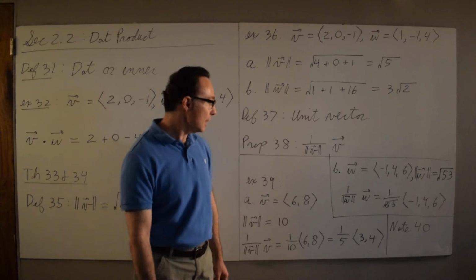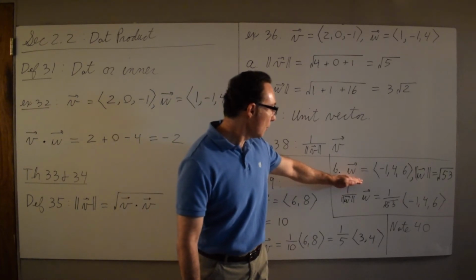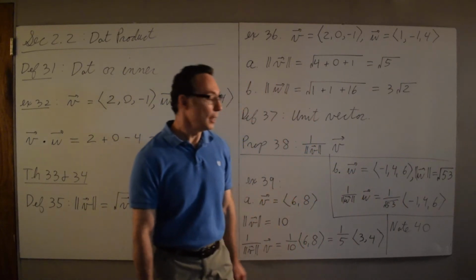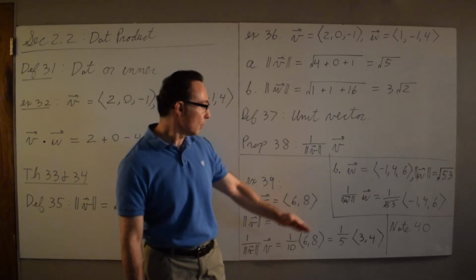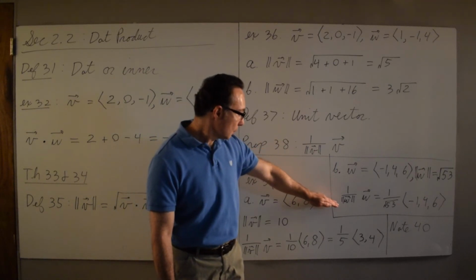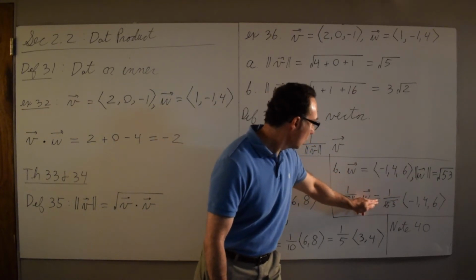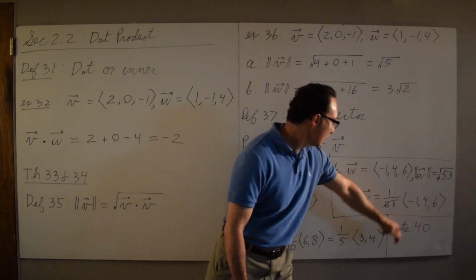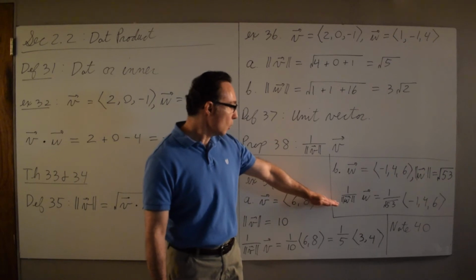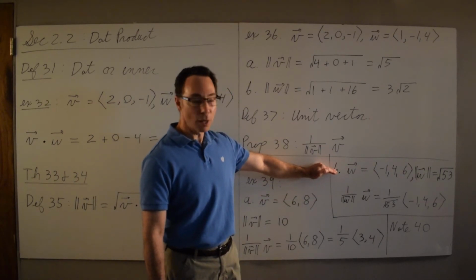For part b, we have the vector w. So we have the vector negative 1, 4, 6. Its magnitude, norm, length, whatever you want to call it, is a square root of 53. So we divide by the square root of 53. We have our vector negative 1, 4, 6. So this is a unit vector in the same direction as w.